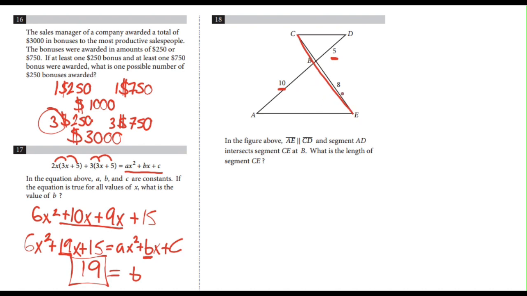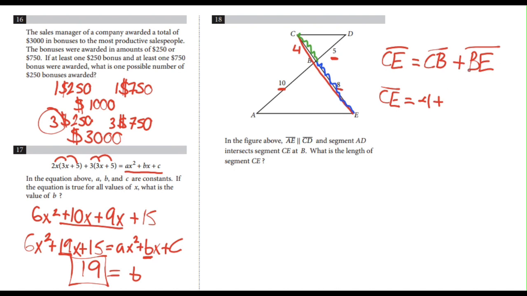Therefore, if BE correlates to CB and BE is 8, we know that CB has to be half of 8, which is going to be 4. And we know that CE is going to equal CB plus BE. This entire red line is going to be this green line plus this blue line. And that's what we need to add together. So CE, the line that we're looking for the length of, is going to be CB, which is 4, plus BE, which is 8. And 4 plus 8 is 12, which is going to be our answer for this question.